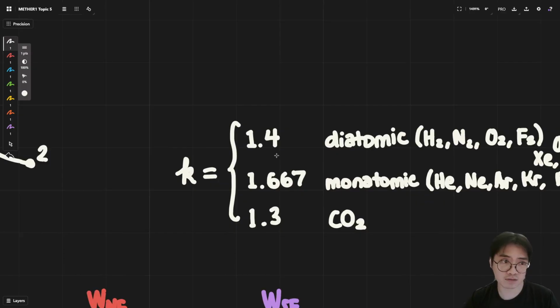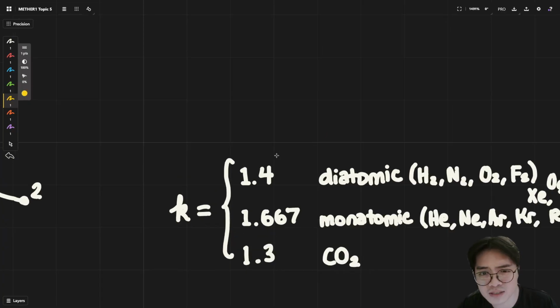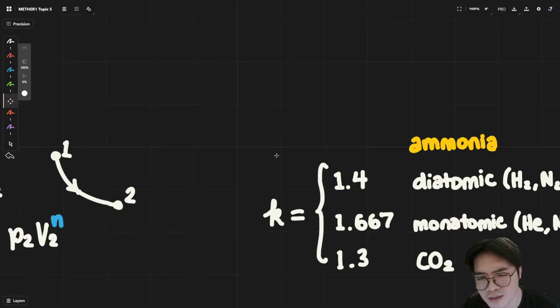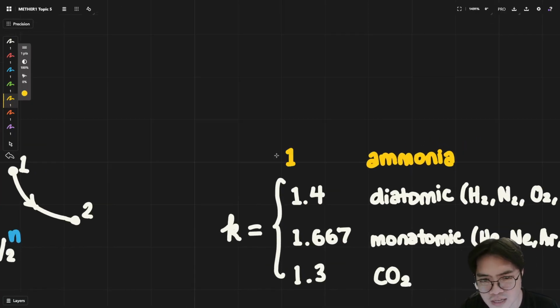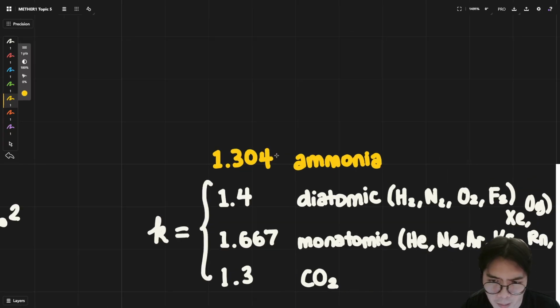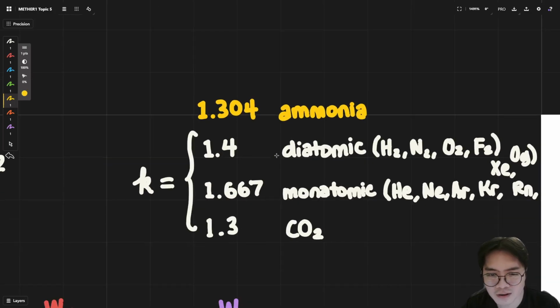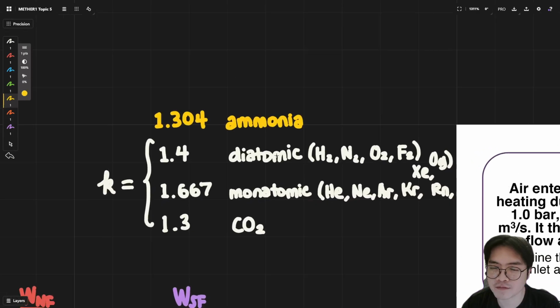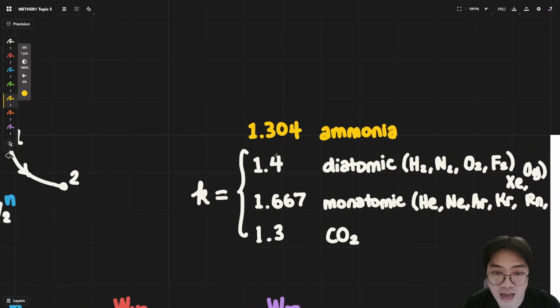And I've just realized this: sometimes they give out the K for ammonia. I will still give this away because I didn't ask for you guys to memorize it. But the K of ammonia is 1.304, apparently. Okay, anyway, if your substance is any one of these 3, go ahead and use them. If they are not one of these 3, then go ahead and ask me, right?